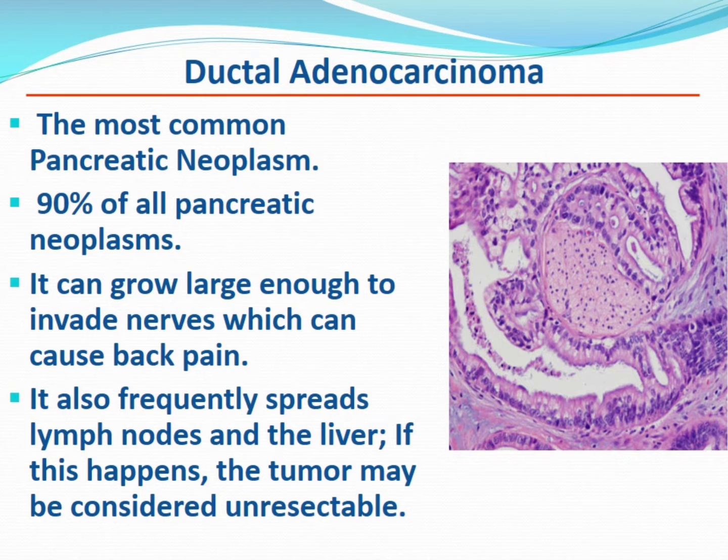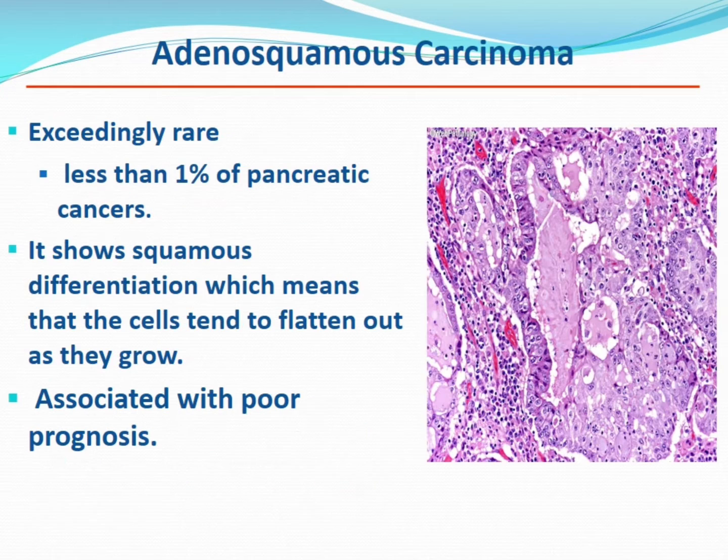Ductal adenocarcinoma is the most common pancreatic neoplasm. It accounts for 90% of all pancreatic neoplasms. It can grow large enough to invade nerves, and this will lead to back pain. It also frequently spreads to the lymph nodes and the liver. And if it spreads to the liver, this is considered an unresectable tumor.